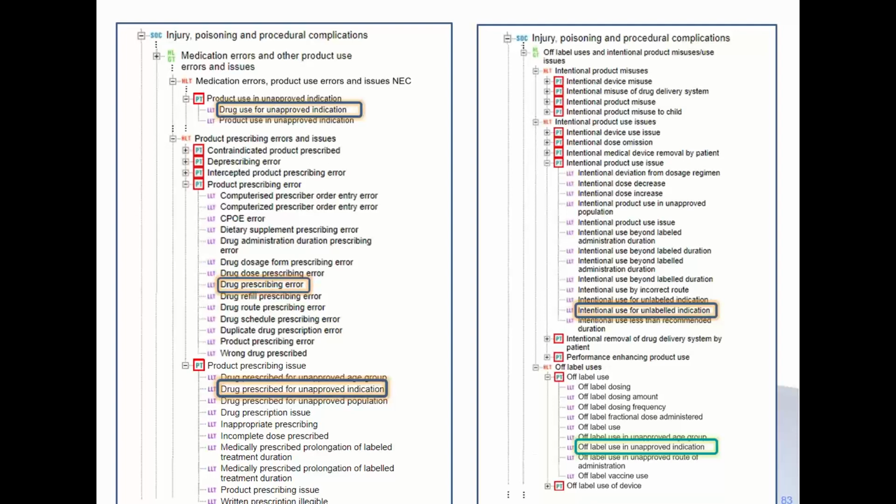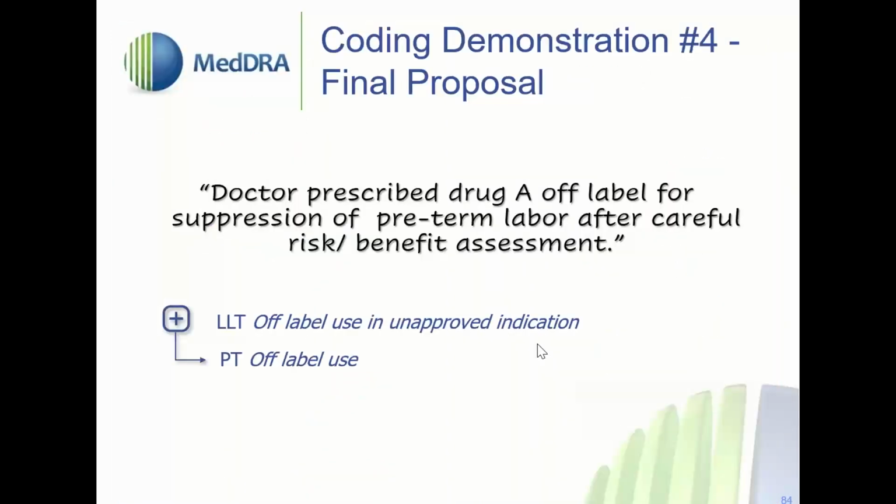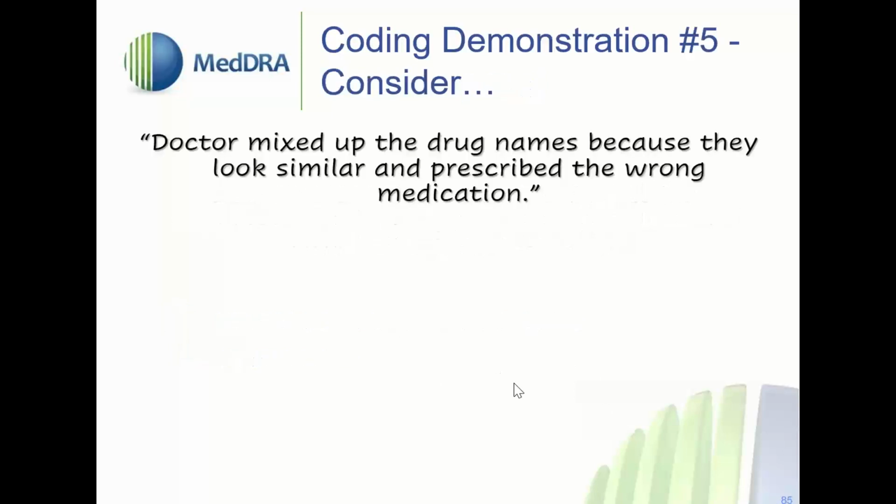So very good job. As it captures everything we need, and we would only split code if no LLT is available which covers the details of the off-label use. So here you go. Here's the slide just to remind you of what the correct answer was. And of course, it's important to note that the preterm labor would also be coded in this case, or it could be coded depending on your internal decisions.